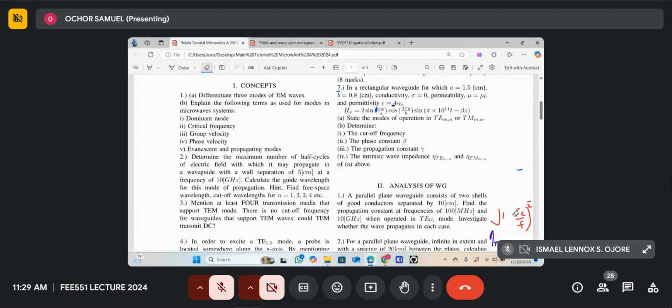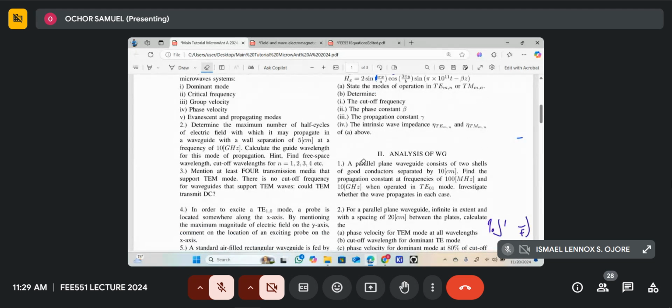Amitai, could you go through question 2? Okay, question 2. Determine the maximum number of half cycles of electric field with which it may propagate in a waveguide with a wall separation of 5 centimeters at a frequency of 10 gigahertz. Calculate the guide wavelength for this mode of propagation. Tony, could you give us insights?